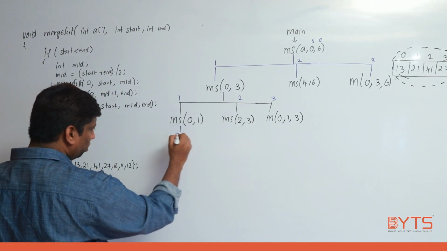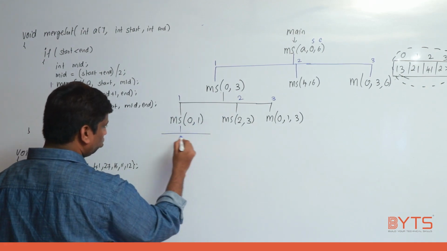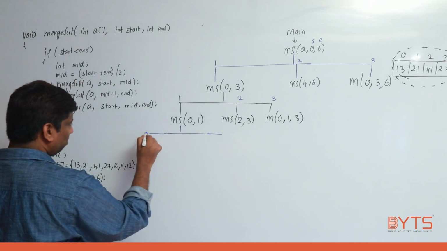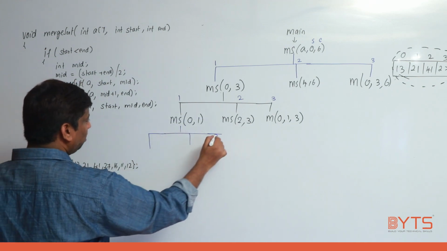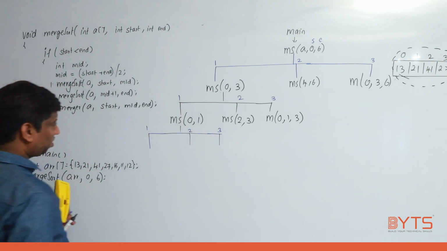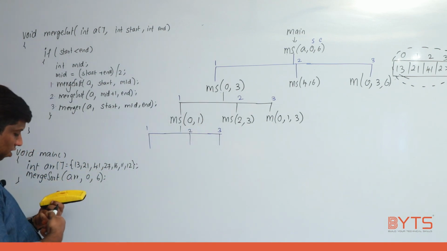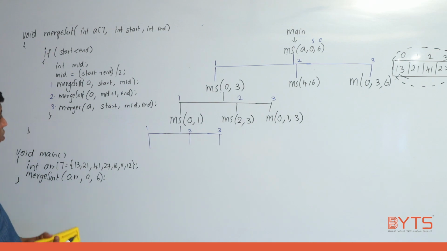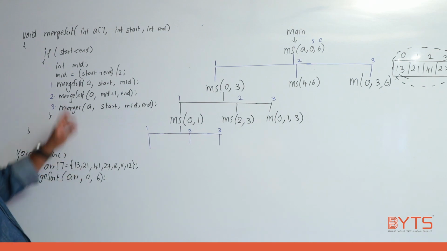Now this one also should execute 3 lines. This one also should execute how many lines? 3 lines. First line, second line and third line. Now we will execute the 3 lines. See here carefully, okay? Try to understand. What is the first line?